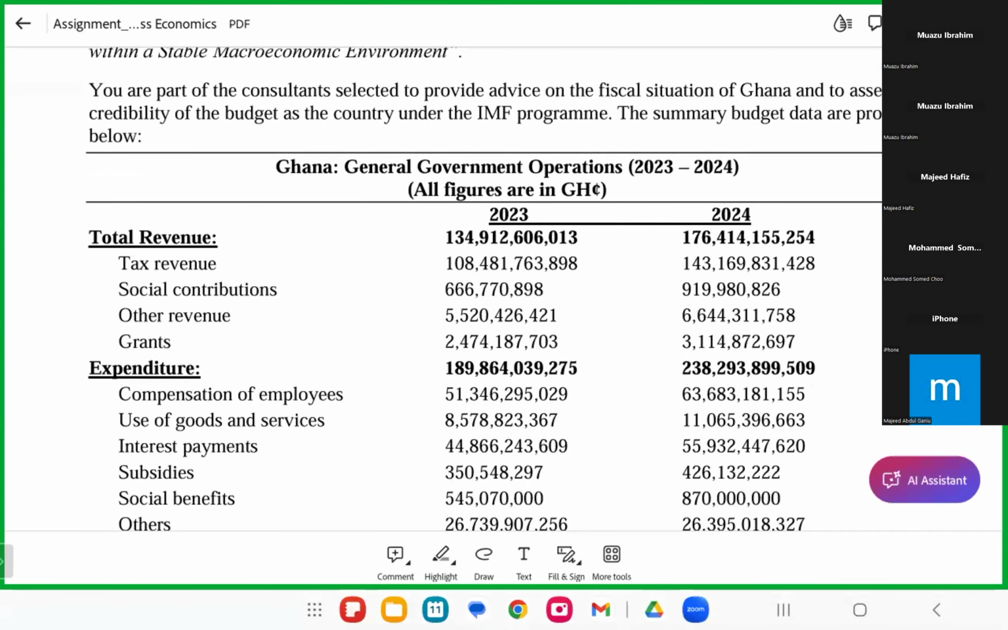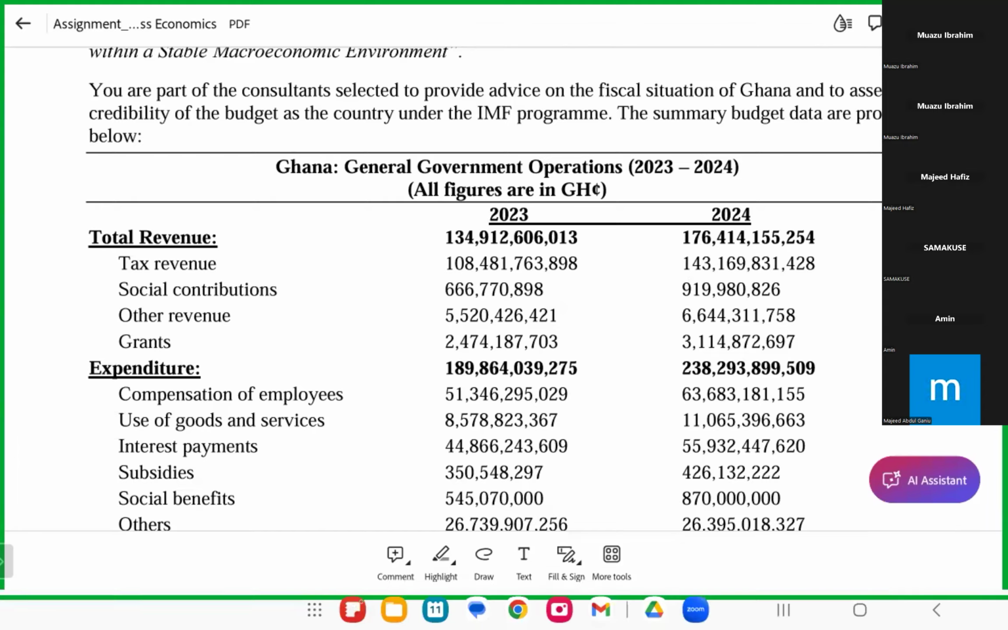Tax revenue for 2024. Remember, it is not the total revenue. The focus is on the tax revenue. So when you look at how much government is going to get from tax revenue, out of 134 billion, government is taking 108 billion from tax alone. In 2024, out of 176 billion, government is taking 143 billion from taxes alone. So tax revenue for 2024 is 143.2 billion. You don't need to write everything.